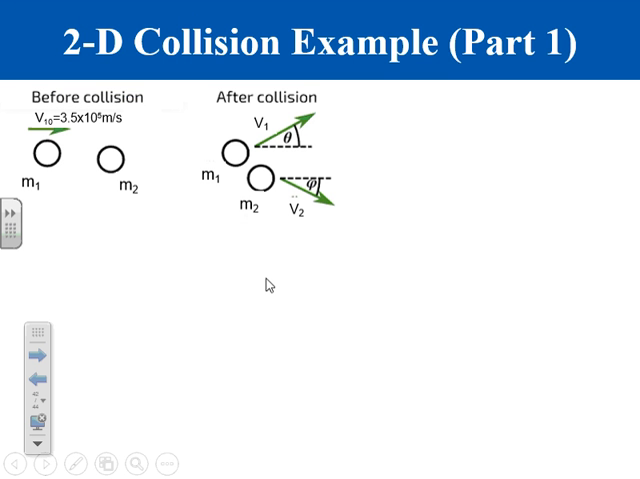Hello. I have a two-dimensional collision example for you today. This is coming directly out of your text. In this problem, we have two protons that are colliding with each other. The first proton, which we're going to call M1 for a little bit, initially starts with a velocity of 3.5 times 10 to the fifth meters per second, which is really fast.